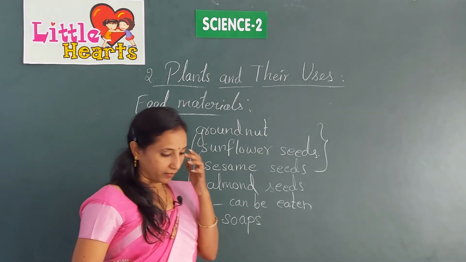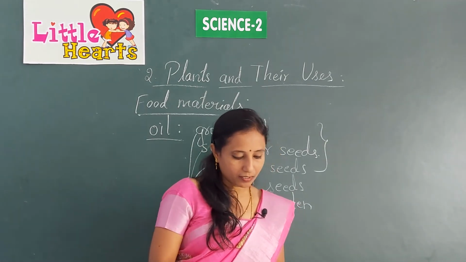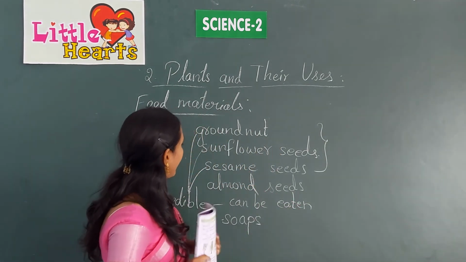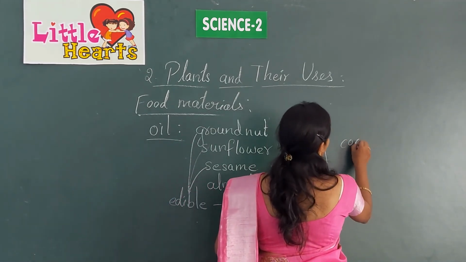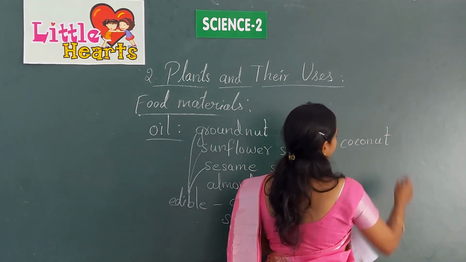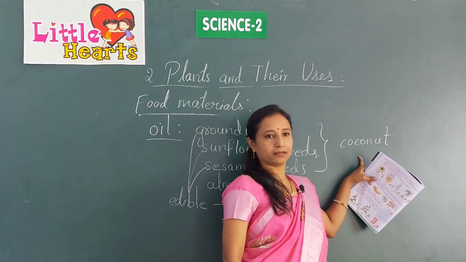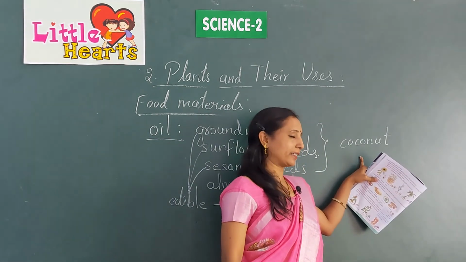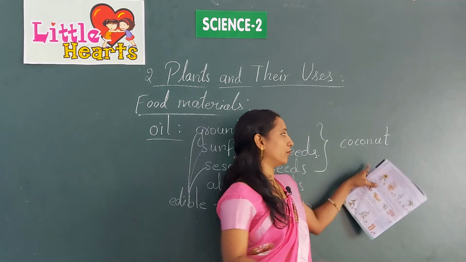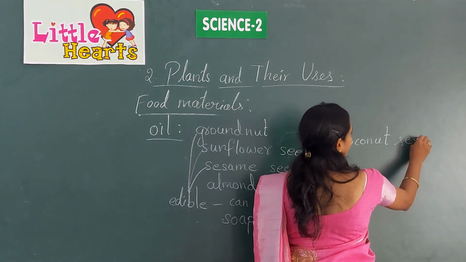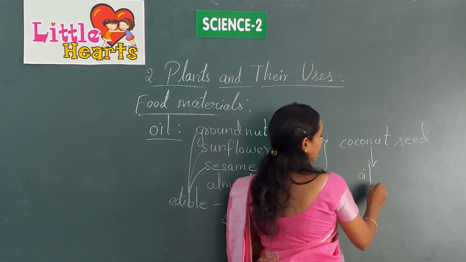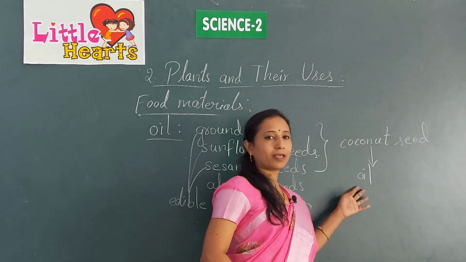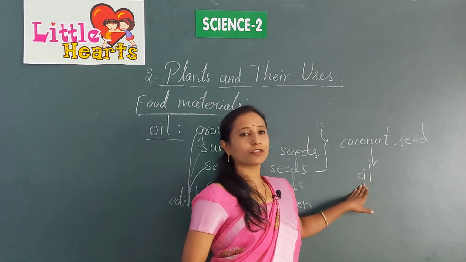If you look into your textbook, one more example we can also add is coconut. What is coconut? Coconut is a seed, or it can be taken as a fruit also. Coconut seed gives us coconut oil. Coconut oil is edible oil. We can use it in cooking also.